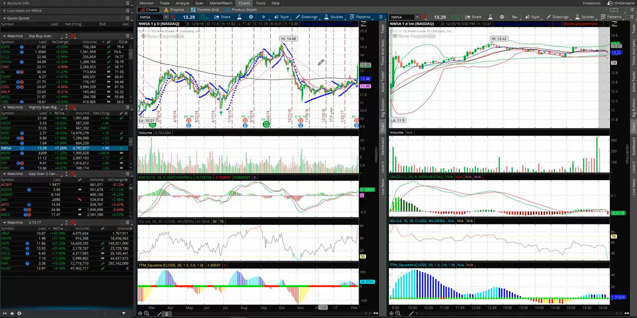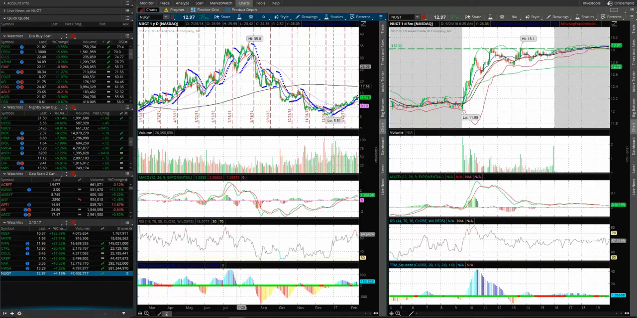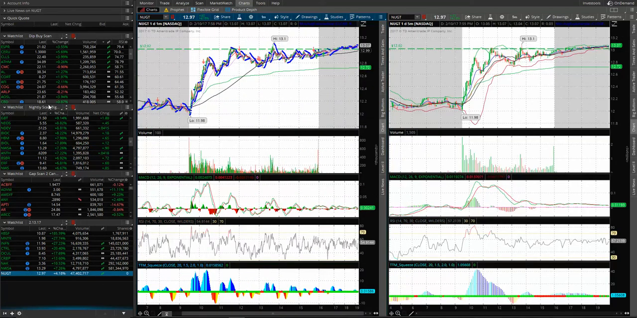So what I'd probably do is look to short this, see if it's going to give back some of its gains. NWSA, 4 million shares. Why not? Maybe you get an opportunity one day.